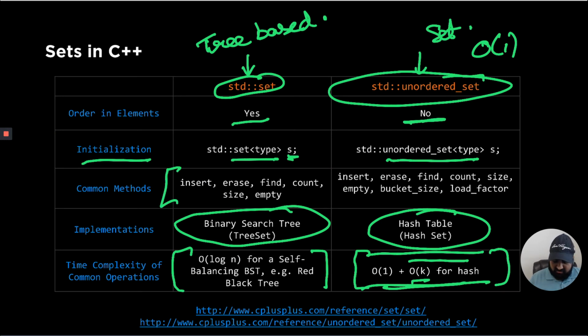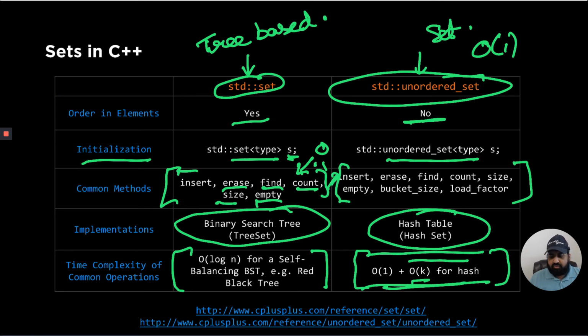The common operations that are associated with the tree-based set include insert and erase. Insert just inserts an element, erase deletes an element, find finds an element, which tells whether there's a pointer to that element or not. Count finds whether the element is there along with its count. Since we know that sets typically have either 0 or 1 of an element, it cannot have more than one copy, this number will always be either 0 or 1. Size will return the number of items in the set, and empty will return whether the set is empty or not. So all these operations are similar in these two.